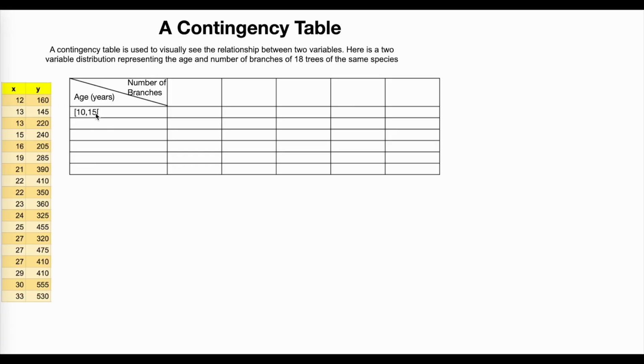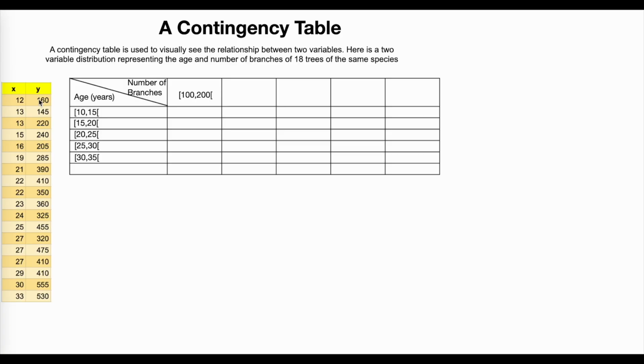I'm looking at 10 to 15 years, and then we're going to 15 to 20 years. Now this is between, like 10 is included here, 15 is not included. That's 10 to 14.999999, not quite 15. This is from 15 to 20, then 20 to 25, 25 to 30, 30 to 35. The highest number we have is 33, which is in here.